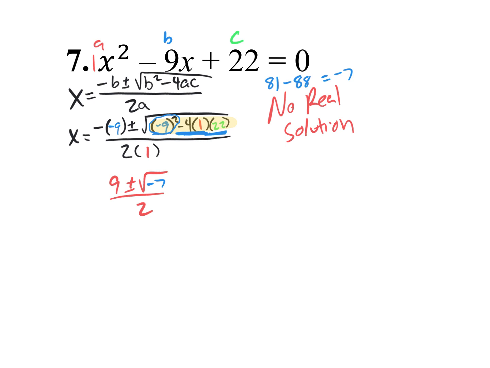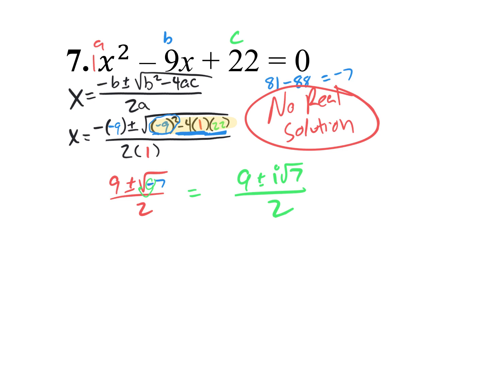Now, in Algebra 2, you will be expected to write it as an imaginary value. All you do is take that minus sign and move it out to the front. So in Algebra 2, you would write this as an answer: 9 plus or minus i square root of 7 over 2. But in Algebra 1, we just say no solution. You don't even have to put real. You could just say no solution. But yeah, no real solution.